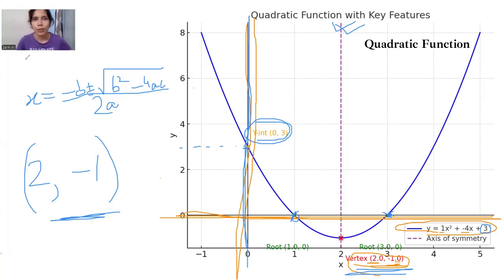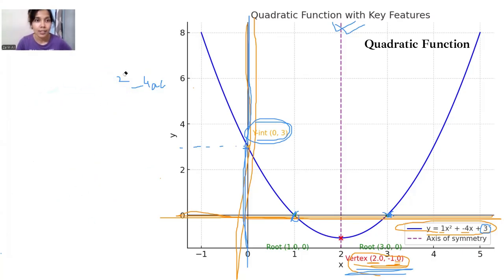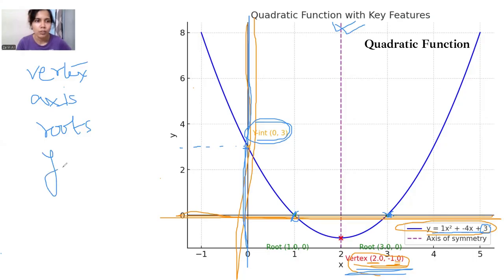So in a way, you can recall the entire thing in this fashion: if you have this particular equation, you first calculate the vertex, then you can go for the axis of symmetry, and then you can go for the roots, and you can also go for the y-intercept. Once you have all these things with you, you get a beautiful plot like this. It's easy, right? Well, it's not that easy.